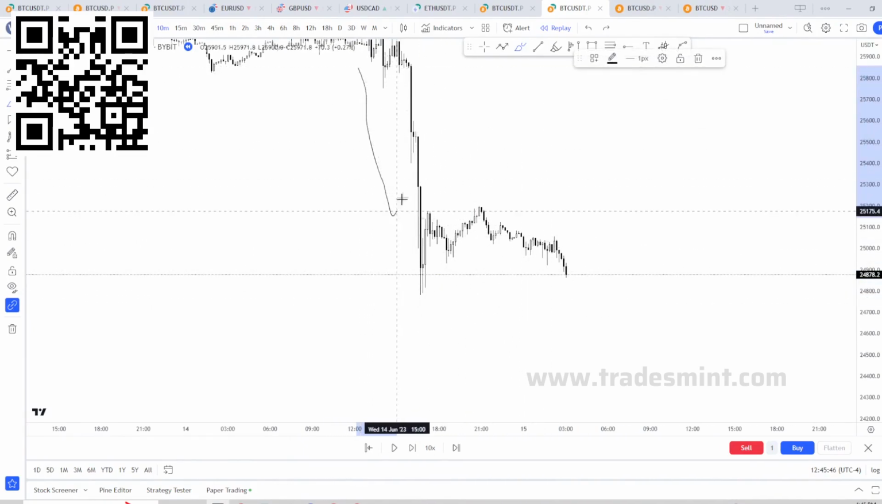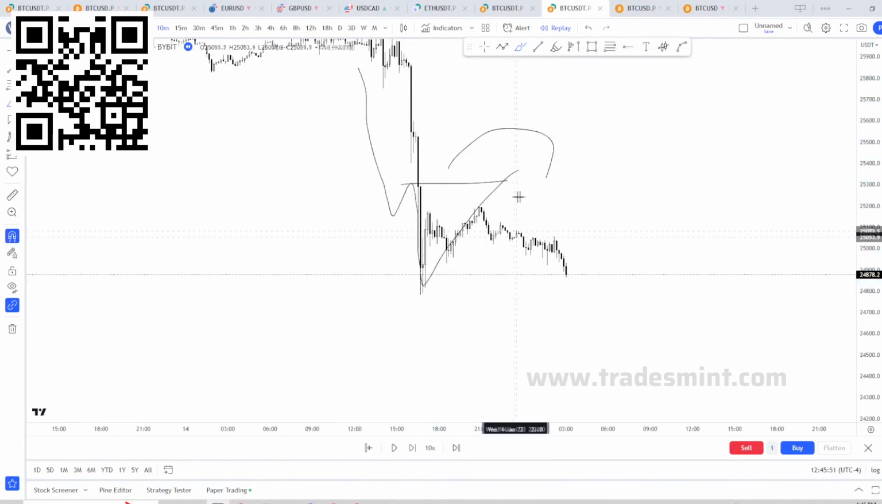However, if structure looked like this, down, up, down, like that, the 1 entry is waiting for this guy to break. Remember? That's the difference between them.